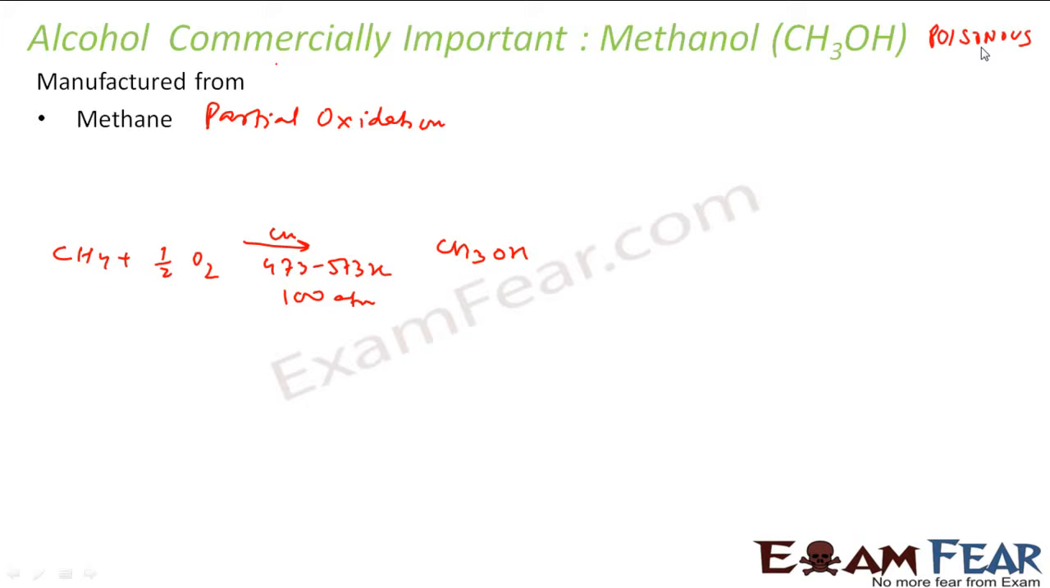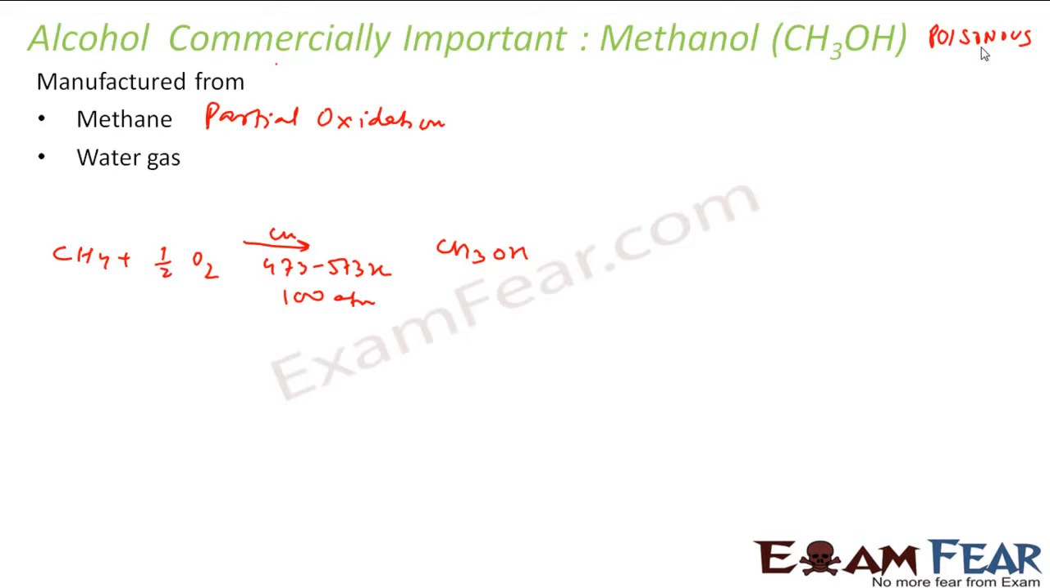So methane is one source of preparation of methanol. You take methane, you do the partial oxidation of methane in presence of copper catalyst, 473 to 573 Kelvin, and at 100 atmospheric pressure you get methanol.